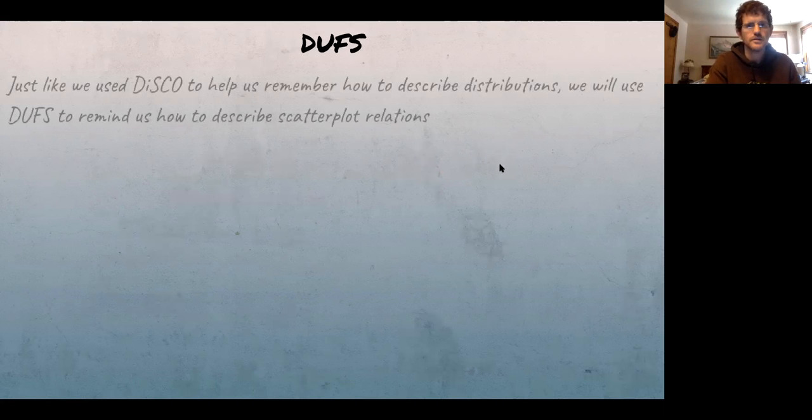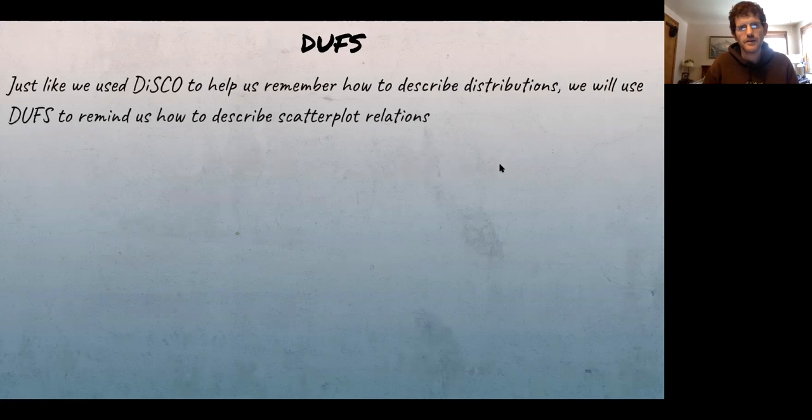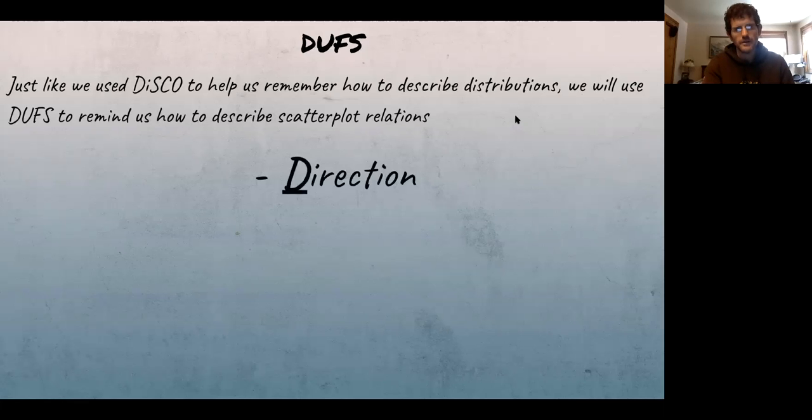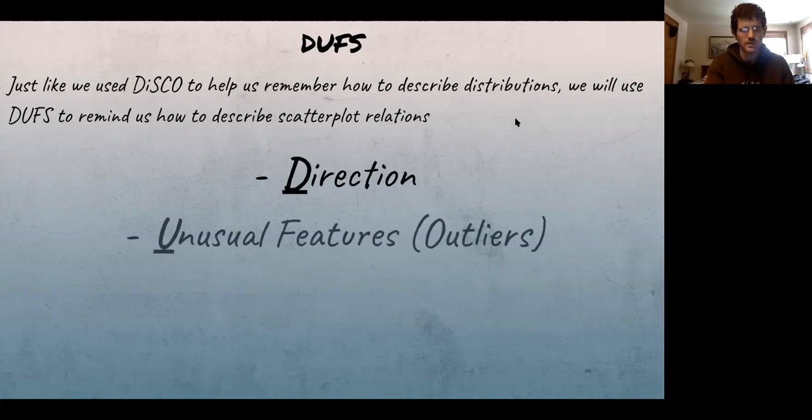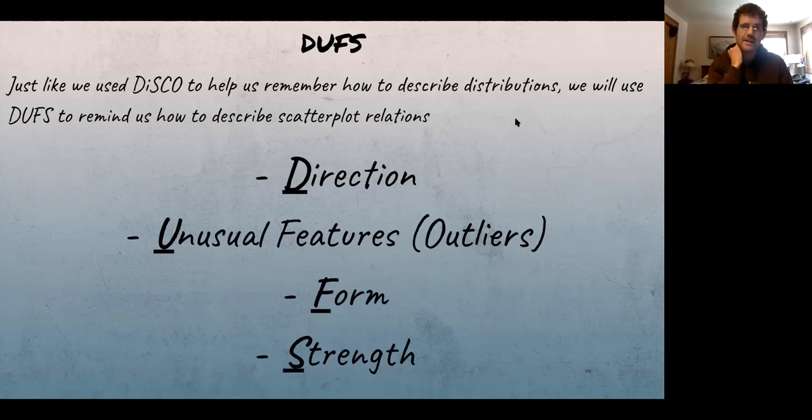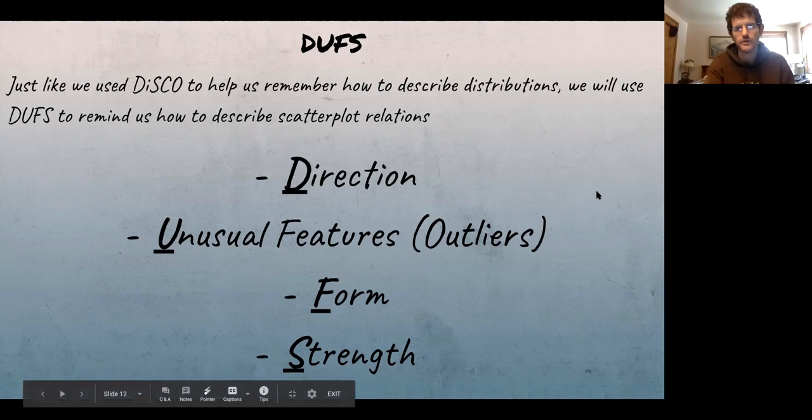So DUFS is going to be our way of describing scatter plot relations. This is just an acronym, and so here we go. D for direction, unusual features, form, and strength. And again, remember, you can have notes available while you take these tests. Some of the references that I put up on Canvas have this information on them. So if I have a scatter plot and I need to describe it, I need to use these 4 things. We'll run through what these are, but make sure you hit all 4 of those.